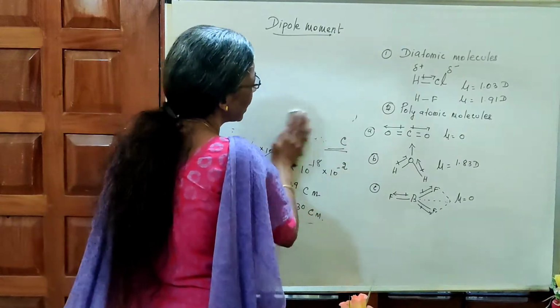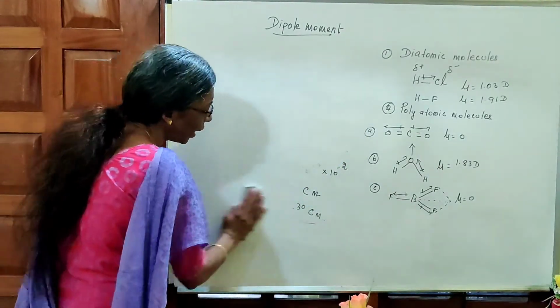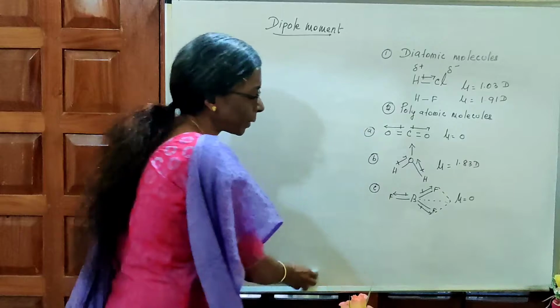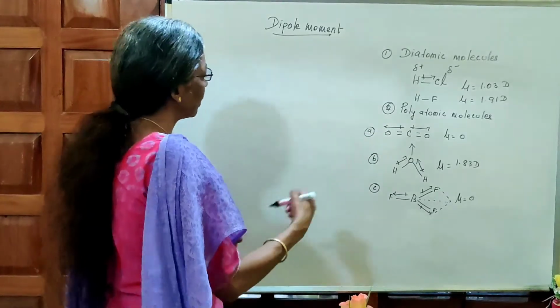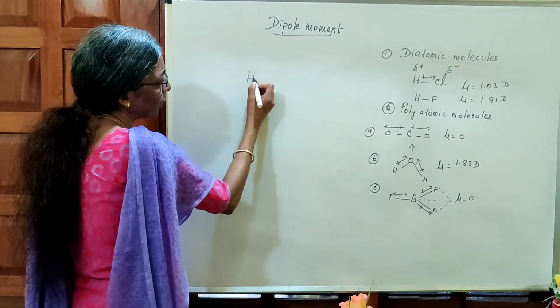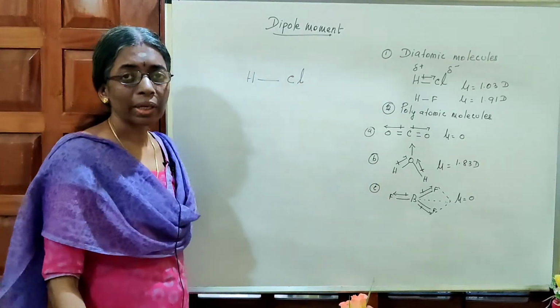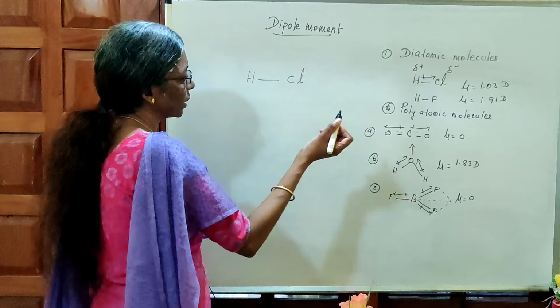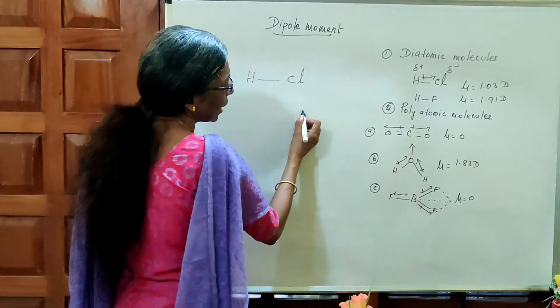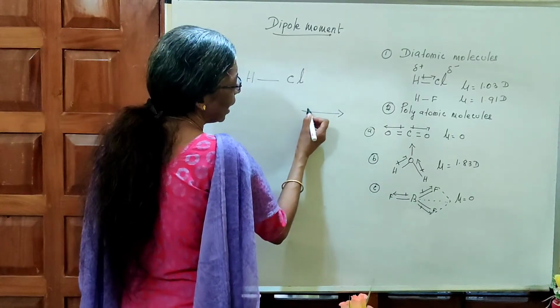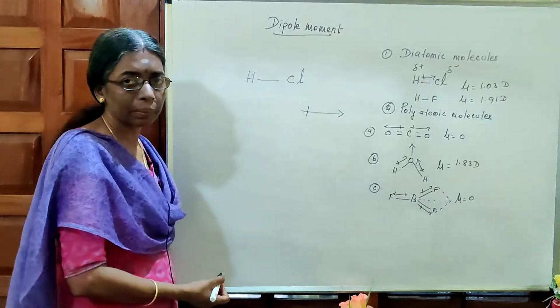When we see the dipole moment, how do we find it? How do we represent the dipole moment? For example, if you take HCl, see here H and Cl, chlorine is more electronegative. So we add a crossed arrow. Crossed arrow means an arrow mark with a cross at one end.